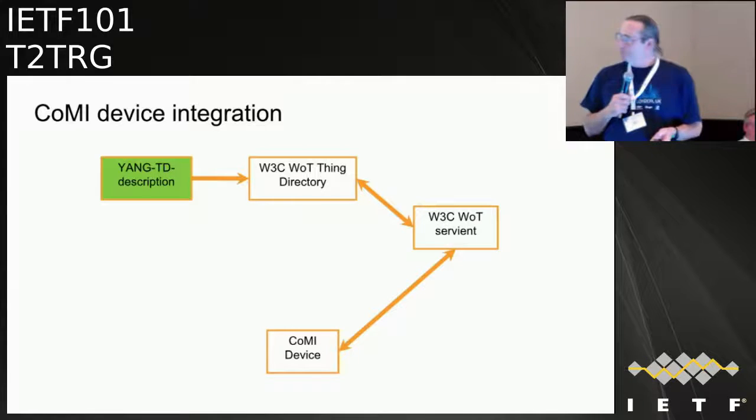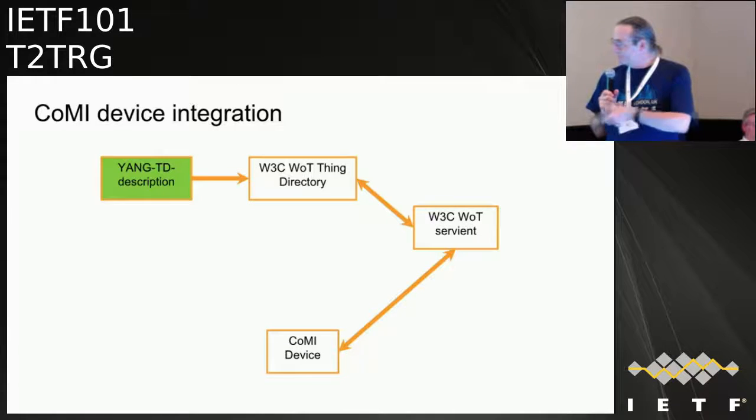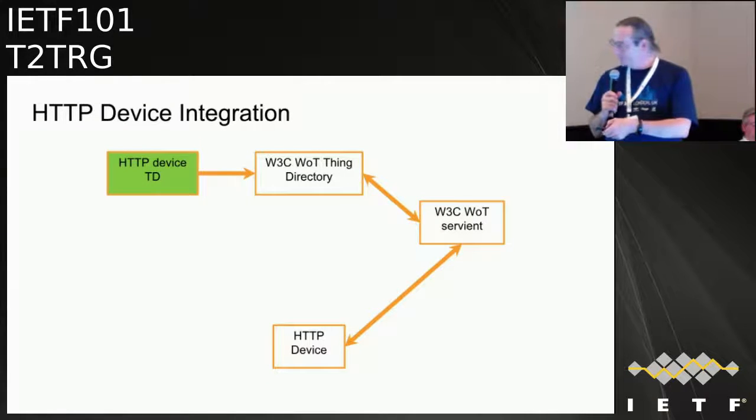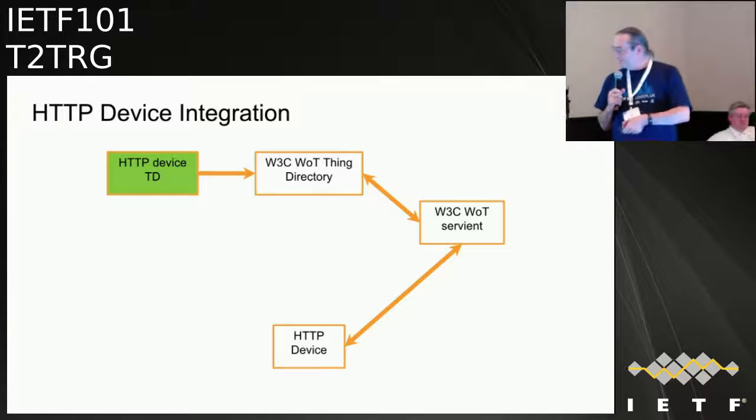Here are some examples showing the same format, and how the Yang implementation worked. It fed its stuff to a thing directory, and then the Servient, which is where the application runs, can access the device. Same thing with an HTTP device that might have some ad hoc protocol, but REST-ish. It registers the TD, and then the application can discover from the TD and interact with the device.